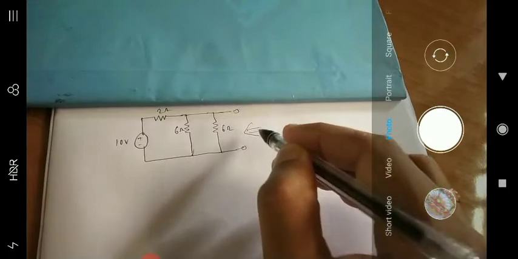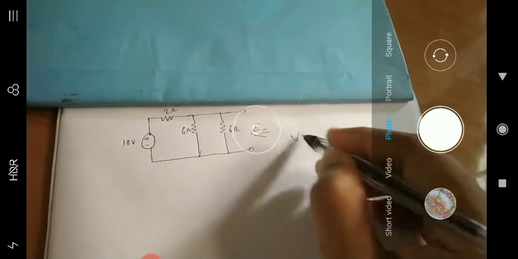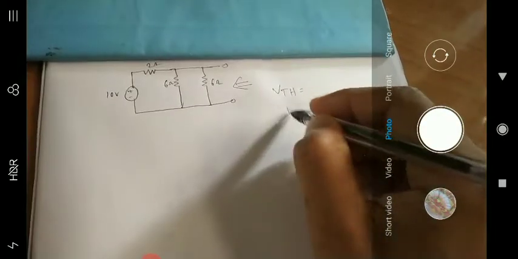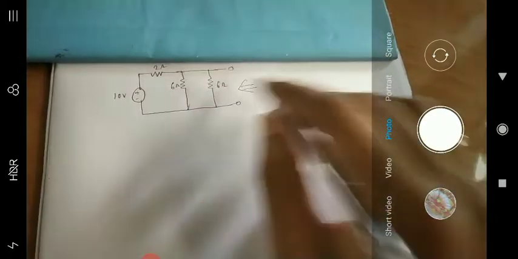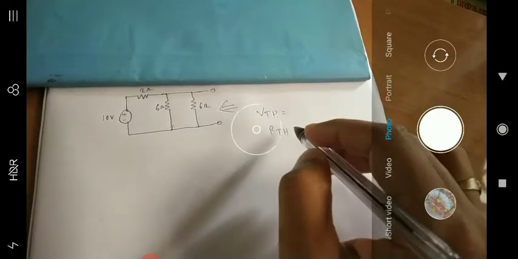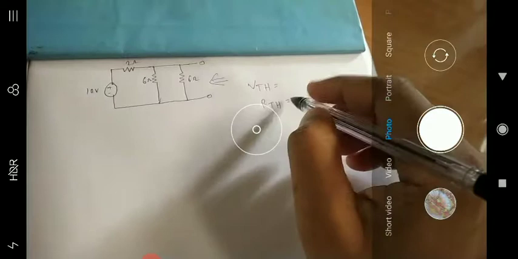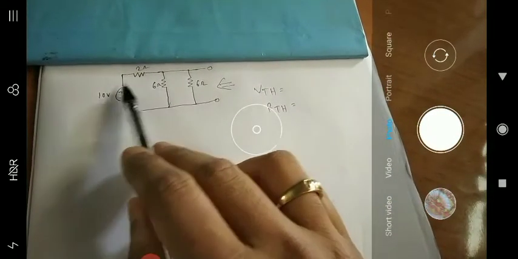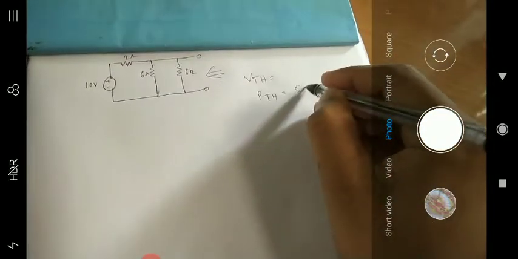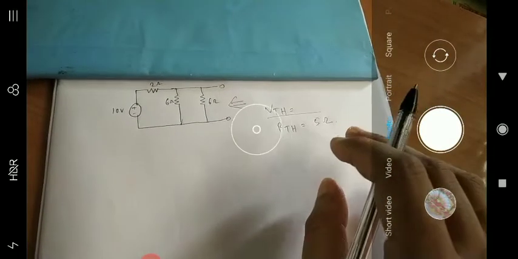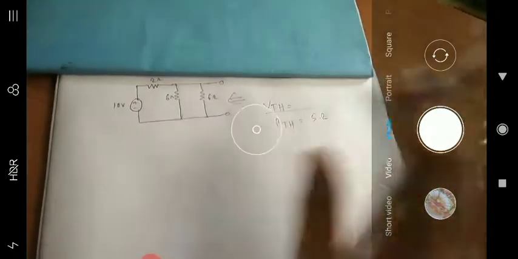From this side you calculate VTH, that is the open circuit voltage, and RTH, that is the network equivalent resistance, by killing all the active sources. So here RTH equals 6 and 6 in parallel, which is 3, plus 2, so it will be 5, and it is short circuited, so it will be 5 ohm. And VTH you can calculate using whatever method you apply: nodal analysis, mesh analysis, KVL, KCL, whatever.